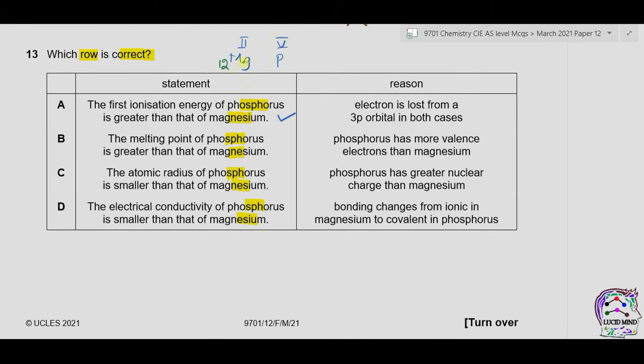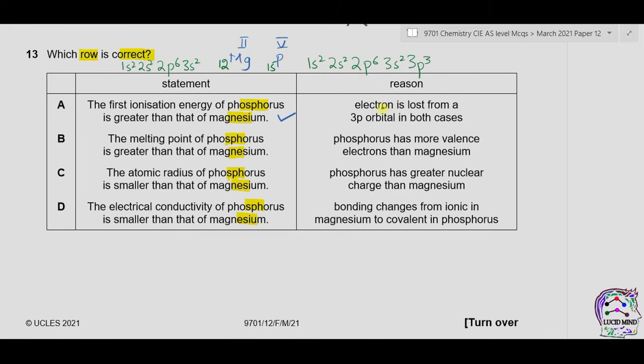The atomic number of magnesium is 12, phosphorus is 15. So for magnesium it is 1s2, 2s2, 2p6 and 3s2. While for phosphorus it is 1s2, 2s2, 2p6, 3s2 and 3p3. Now as proton number increases, the number of electrons also increases and the force of attraction between protons and outer electron also increases. So therefore ionization energy of phosphorus should be high as compared to magnesium.